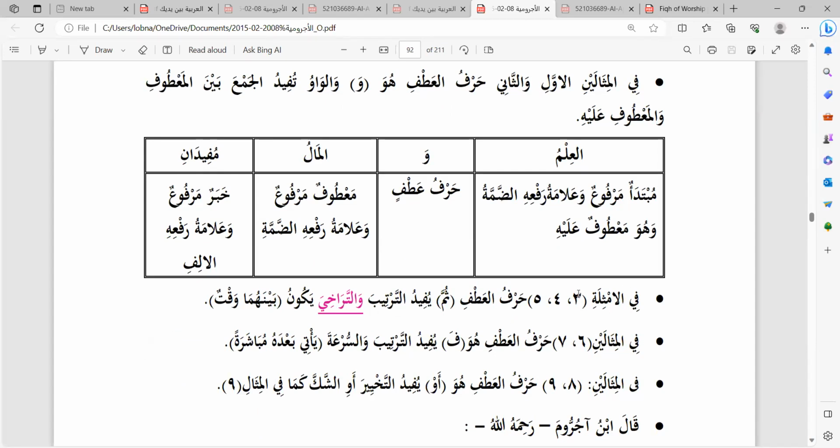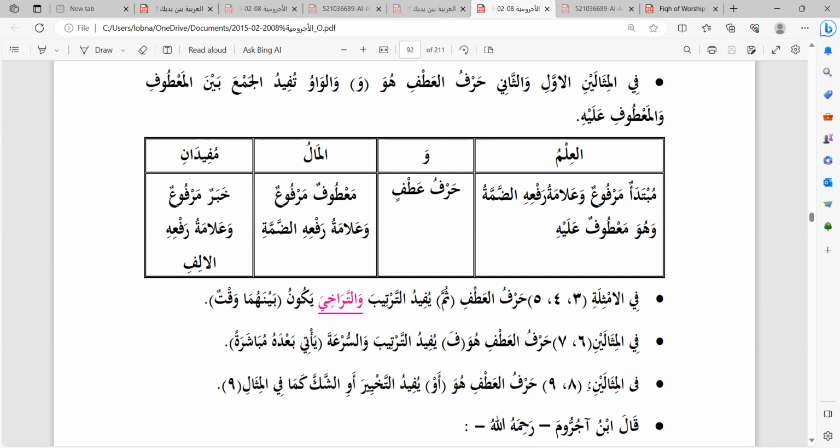Okay. في الأمثلة, so in the third, fourth, and fifth, حرف عطف is ثم يفيد الترتيب. تراخي يكون بينهما وقت. So that is to indicate there's time. It's not immediate. That's what we mentioned. في المثال السادس والسابع, in the sixth and the seventh, يفيد الترتيب والسرعة. So it does indicate, one after the other, ترتيب, arrangement, or like to indicate sequence. والسرعة and speed. يأتي بعده مباشر. مباشر is to indicate immediately. It comes after it immediately.